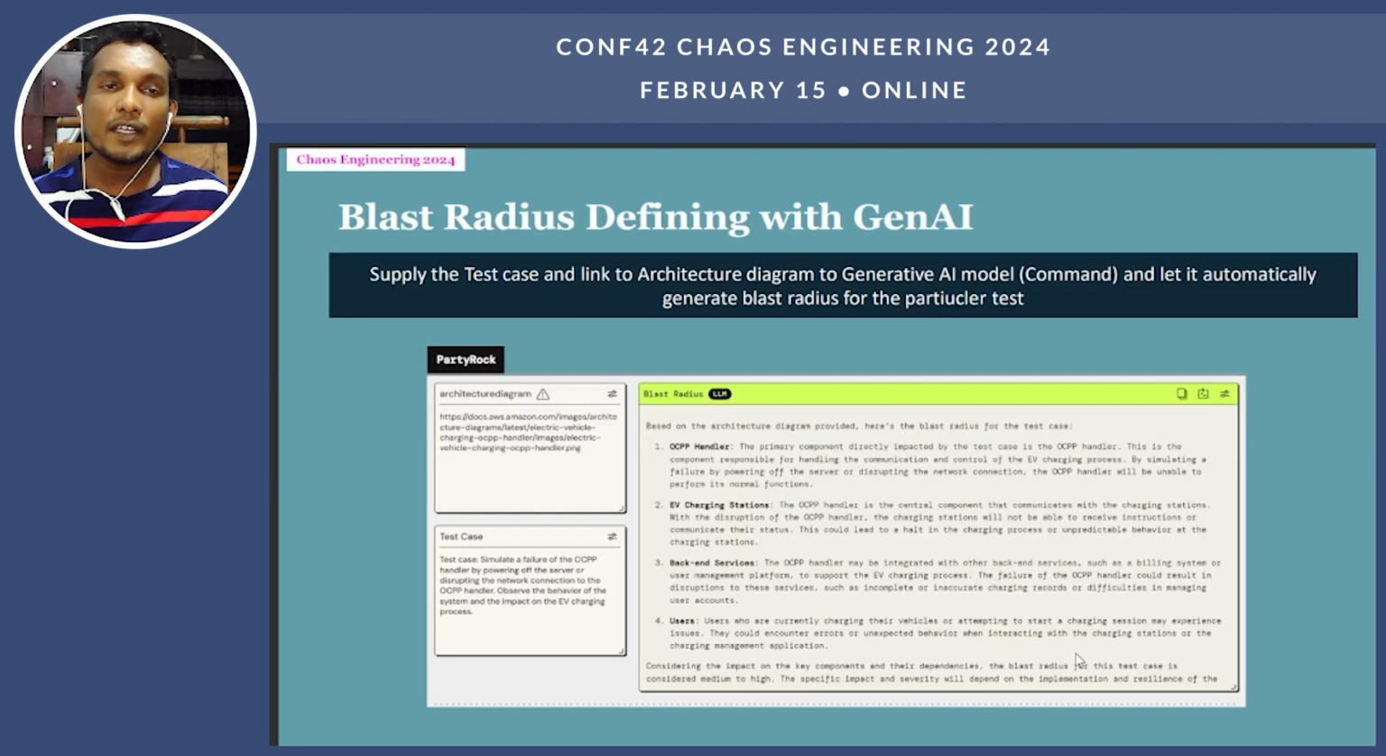Moving on, once you have the experiments, it's about understanding blast radius. I mentioned that when you are executing your chaos testing or experiments, you have to have some understanding of the impact. Here again, I'm giving the architecture diagram so that generative AI can have the big picture, and then I'm giving a test case and asking it to come up with the blast radius. Here it says this is the blast radius for the test case. We know it's going to impact the OCPP handler, EV charging state, backend services and users. This is a massive advantage: generative AI, without us even being involved, is able to come up with this kind of data.